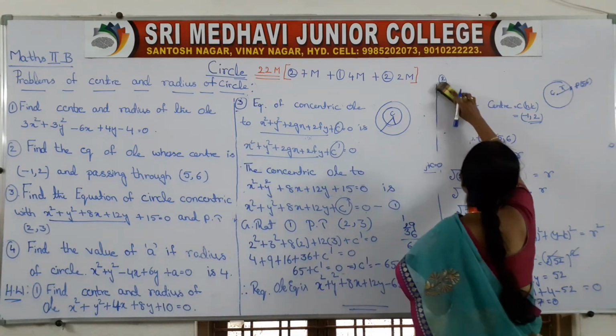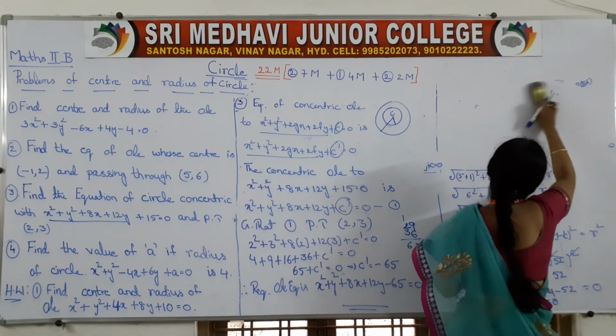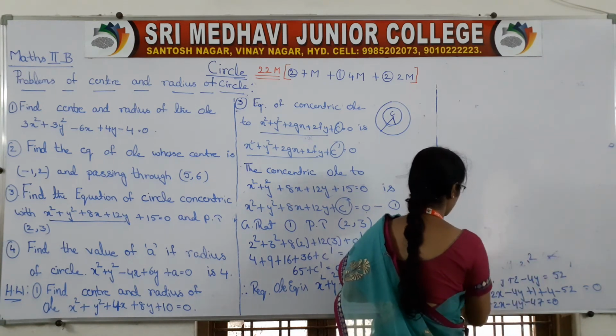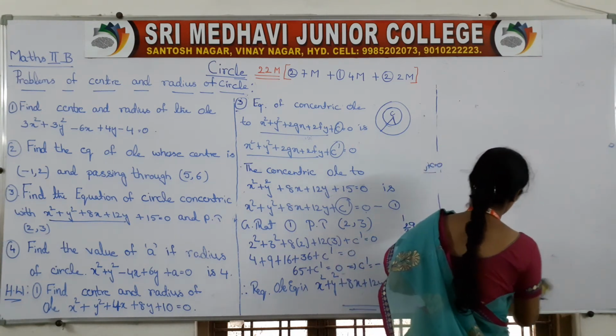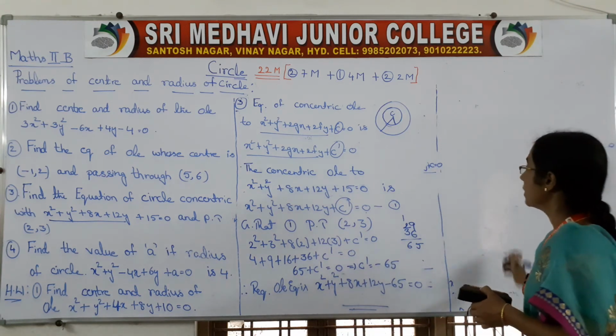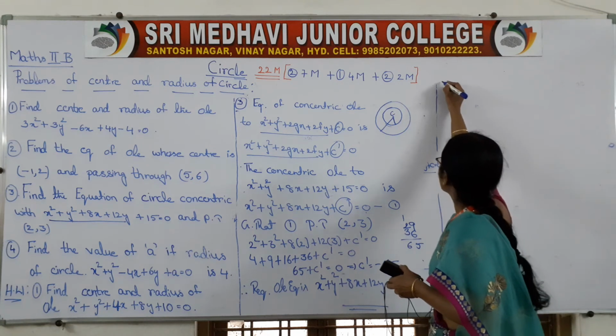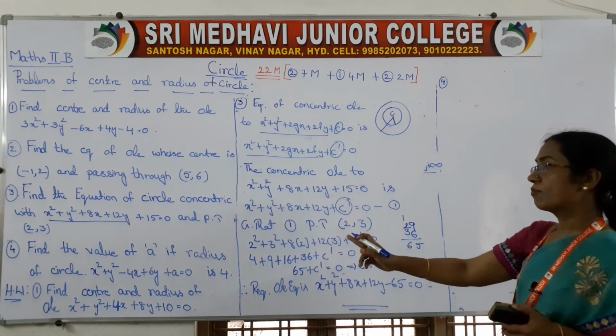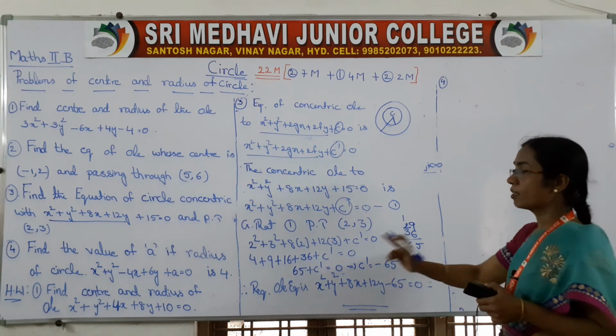So what is the fourth one? Girls, before solving the problem, try to read the question two times and understand the situation properly, then you solve that problem. So come to the fourth problem: find the value of a if the radius of the circle is 4.